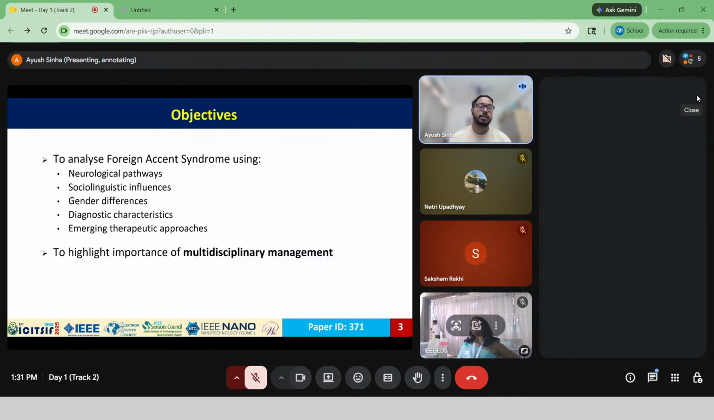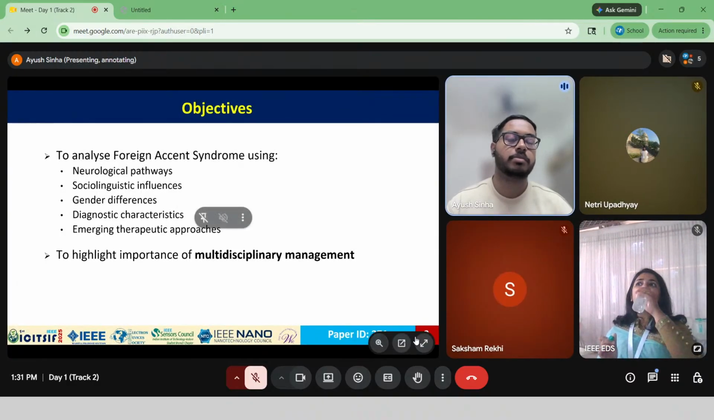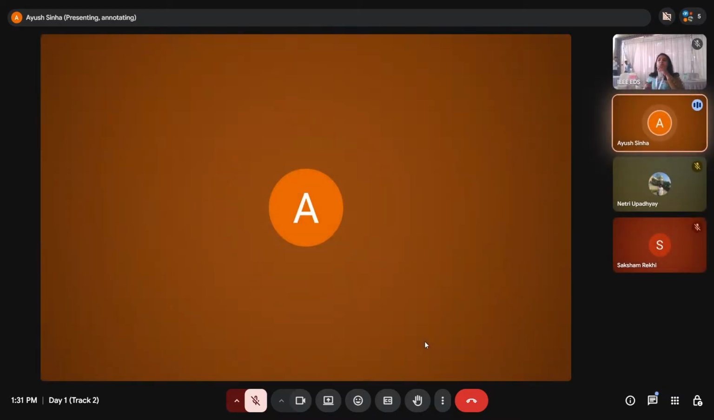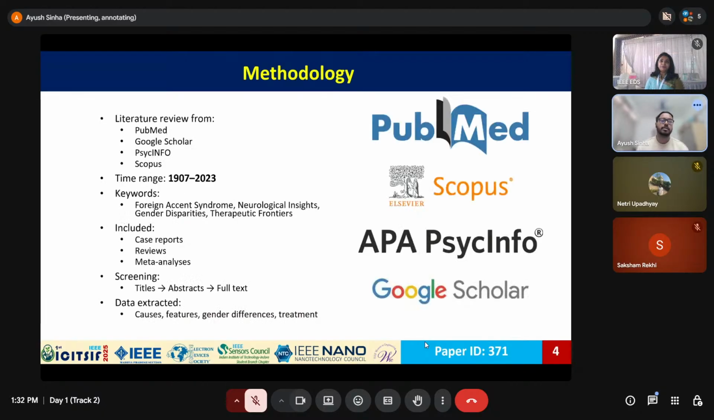The objective of this research was to study foreign accent syndrome on the basis of neurological pathways, sociolinguistic influences, gender differences, diagnostic characteristics to diagnose foreign accent syndrome, and emerging therapeutic approaches in the field. And to highlight the multidisciplinary management which is needed to diagnose and treat this disorder.